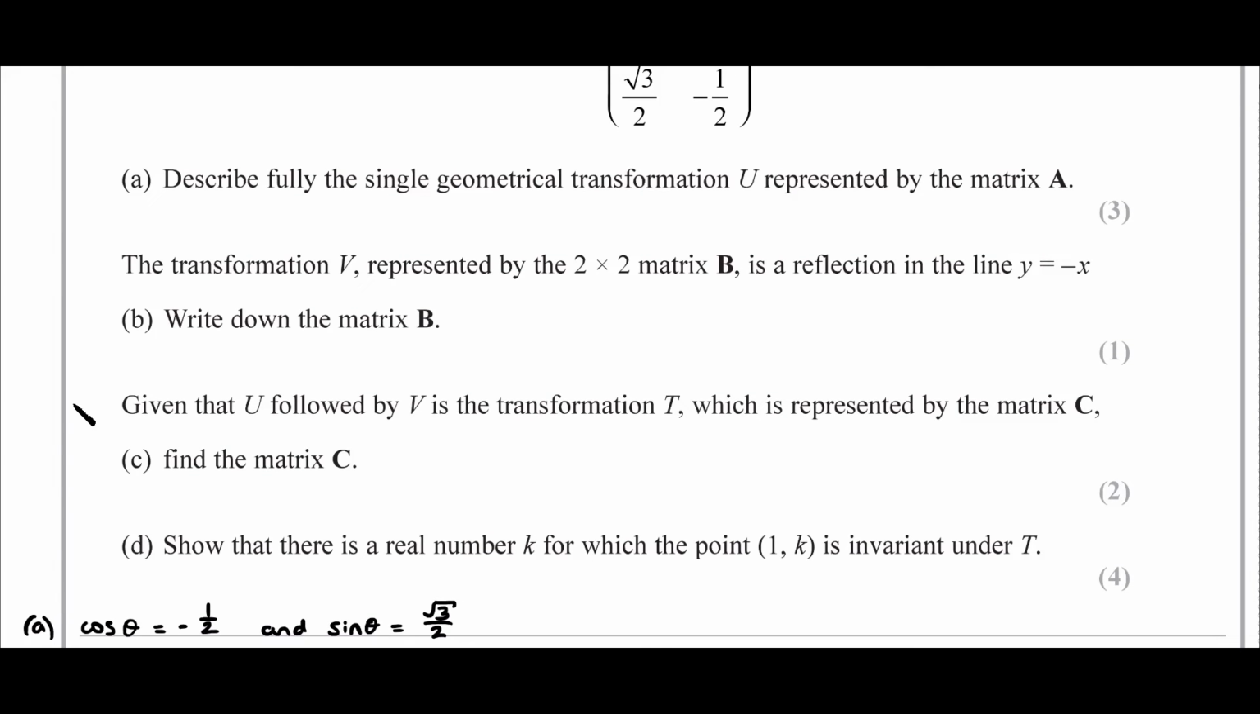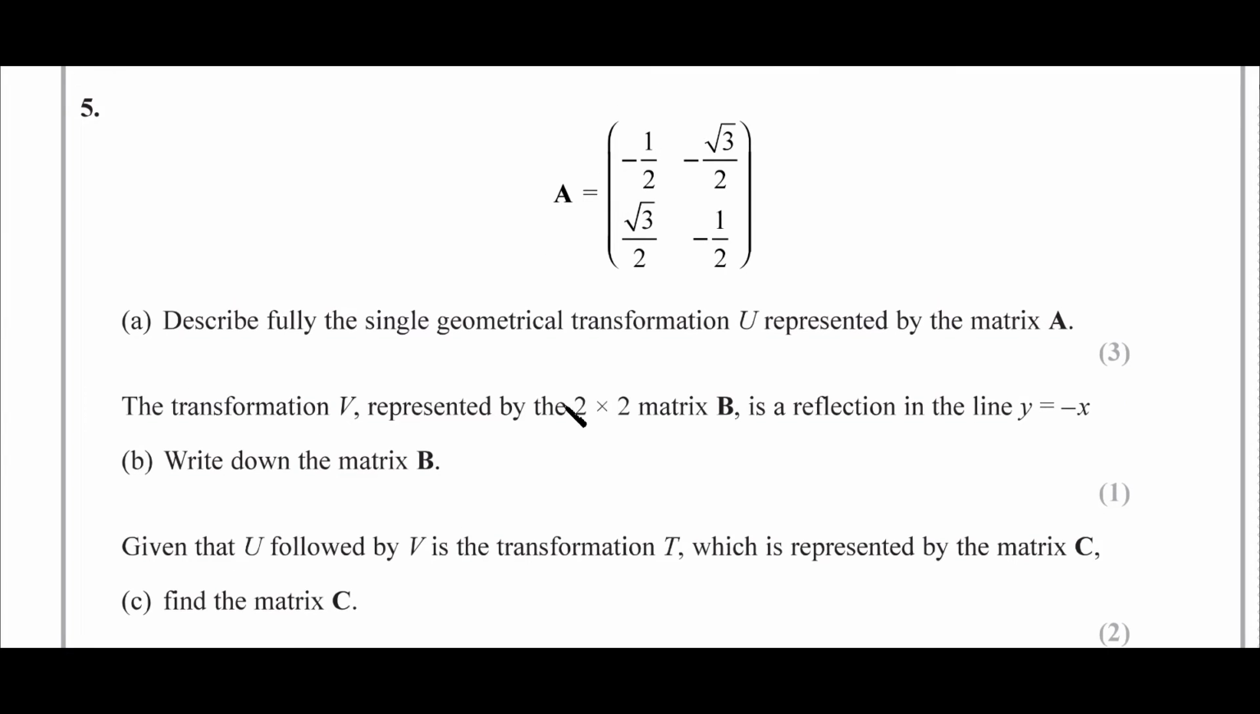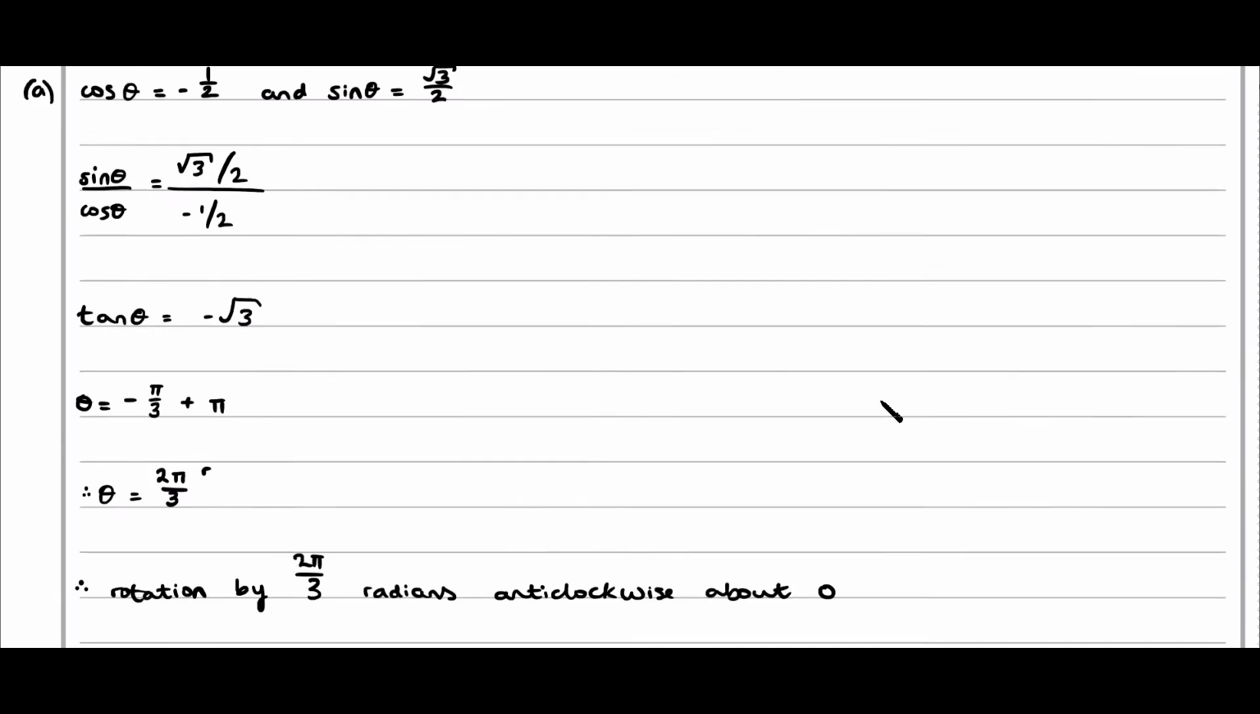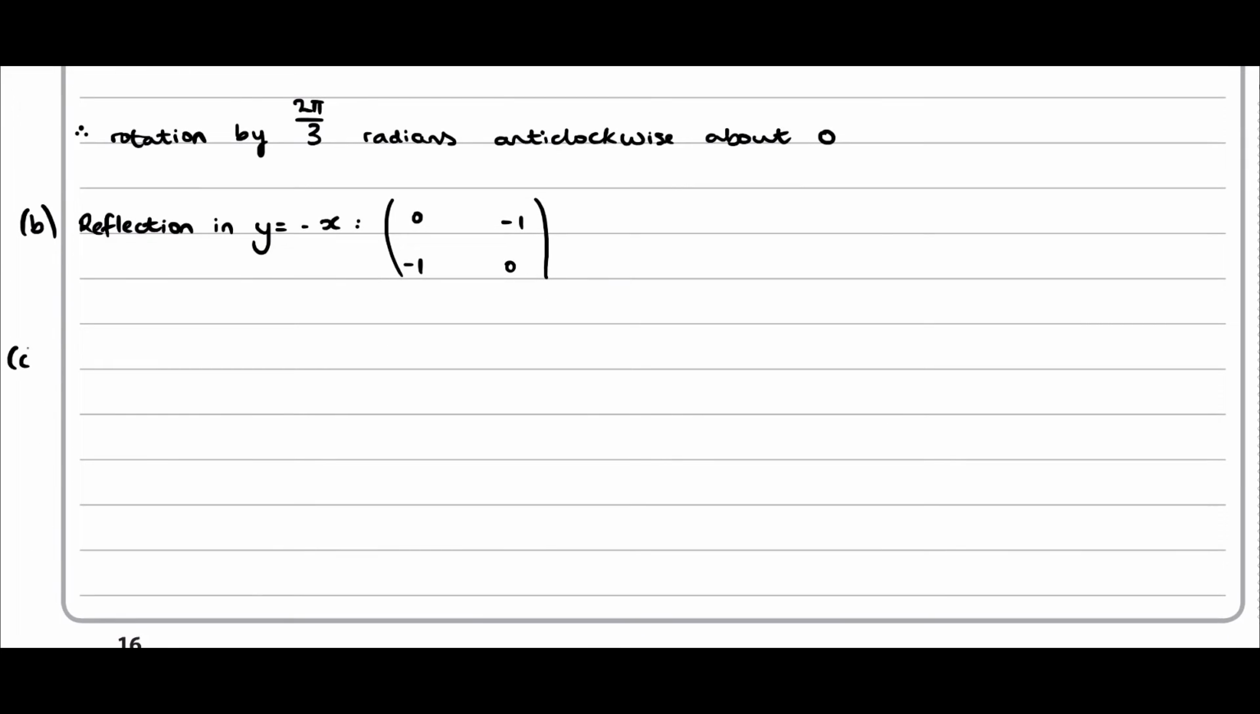Now for part C, given that U followed by V is the transformation T, which is represented by the matrix C, we have to find the matrix C. Now, we have U followed by V, so we have a rotation followed by a reflection. When we come to work out the transformation matrix, we have to work backwards. In other words, we'd have to do the reflection first, followed by the rotation.